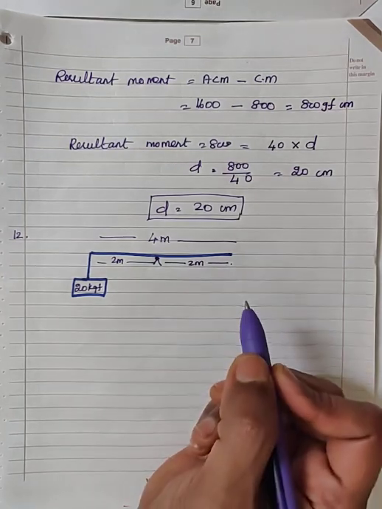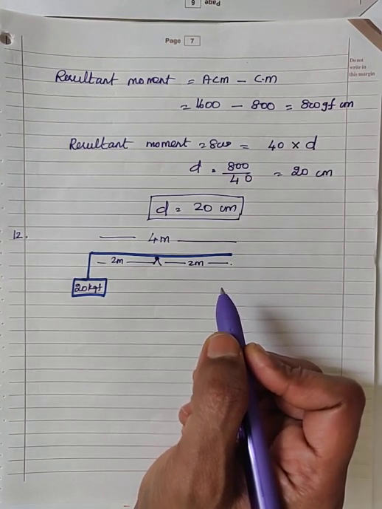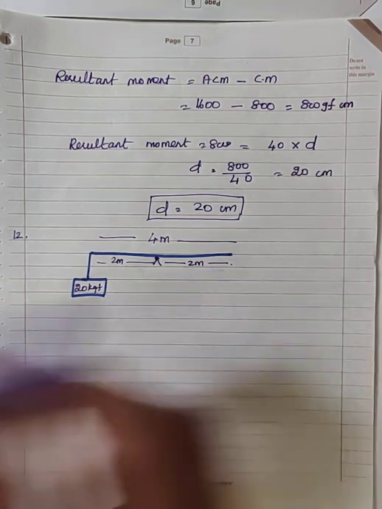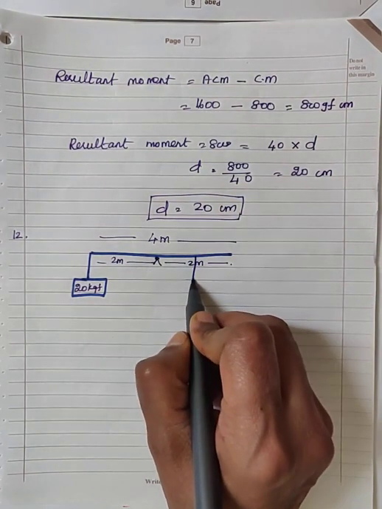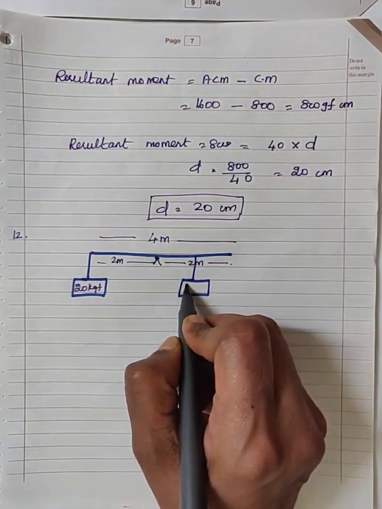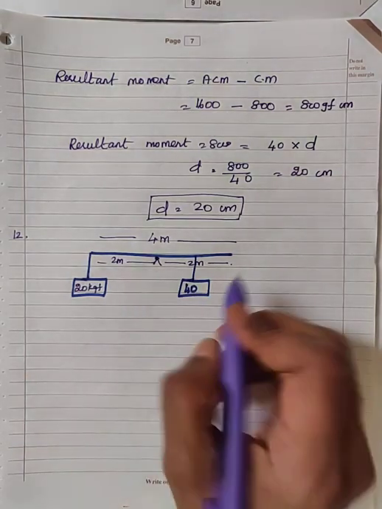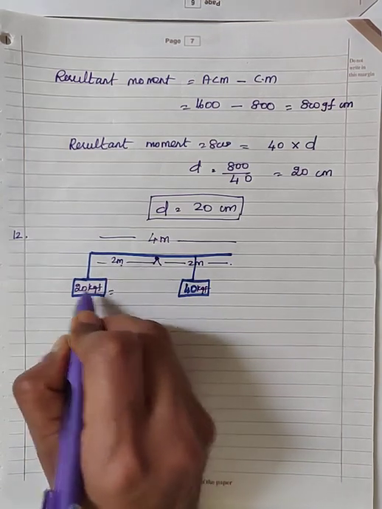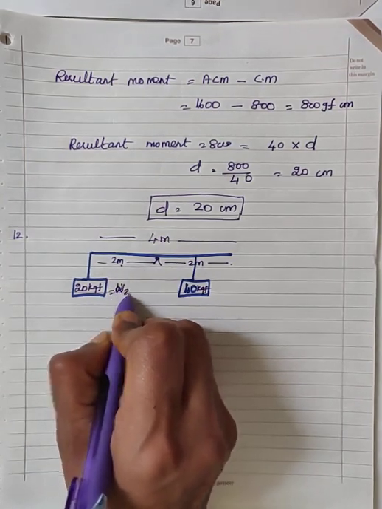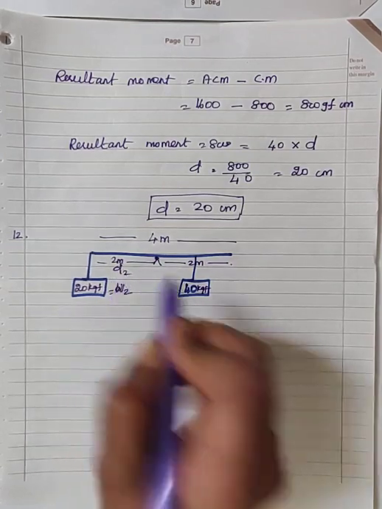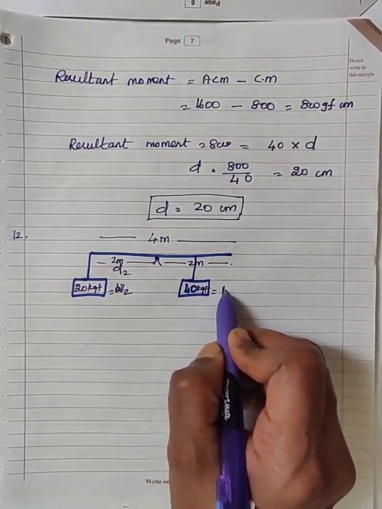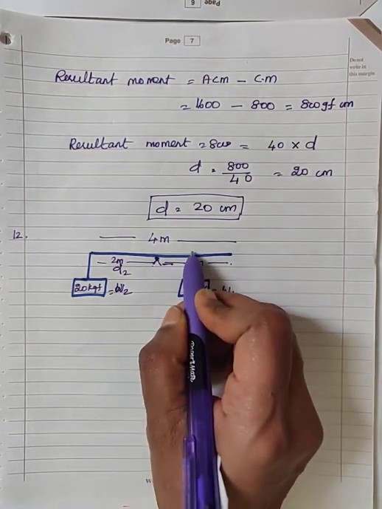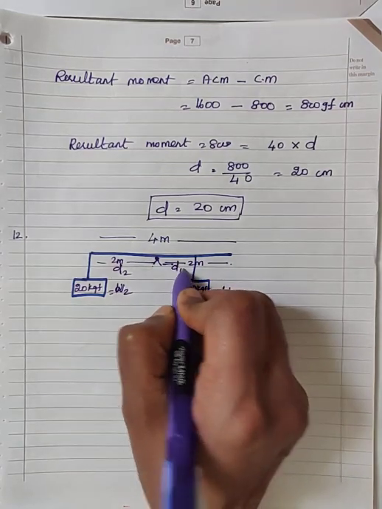And another person whose weight is 40 kilogram force. Definitely he should be seated on the other side, but we do not know the exact point. So this distance is 2 meter. If I take this 20 kilogram force as W2, then this 2 meter will be D2. And if I take 40 kilogram force as W1, then the distance between the pivoted point and the point of suspension of 40 kilogram force, I can take as D1.